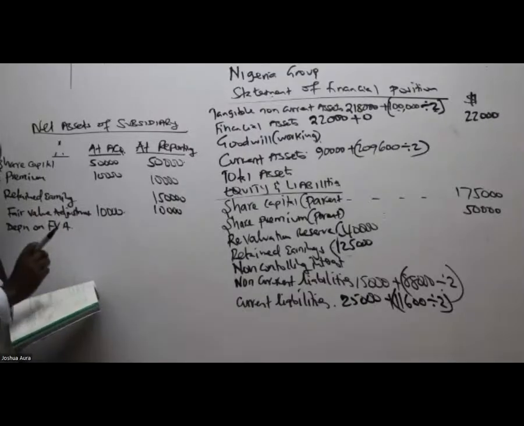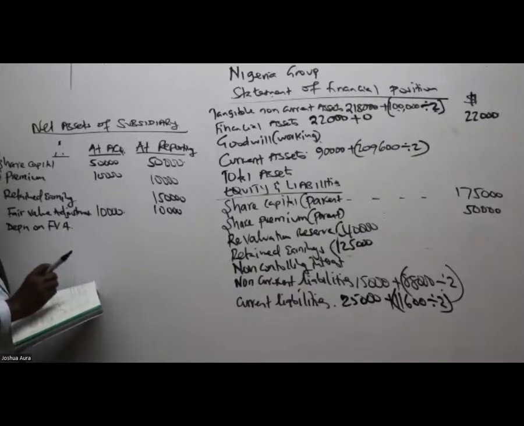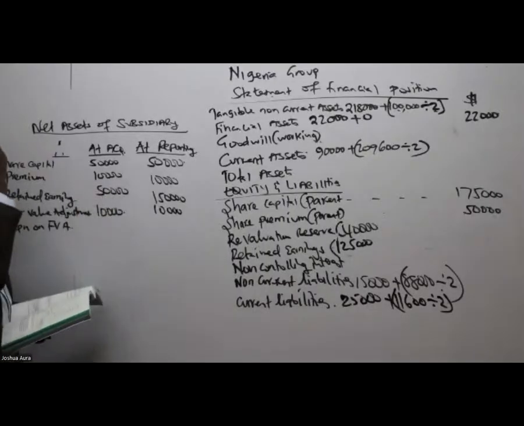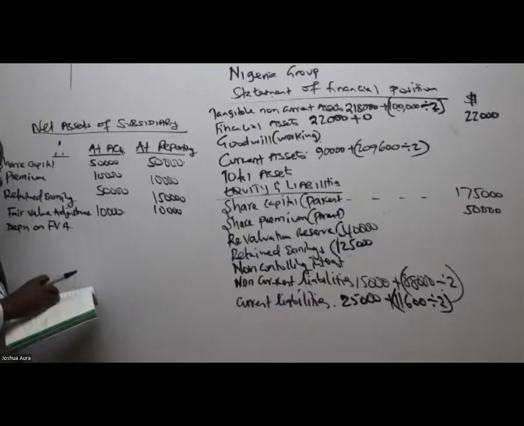And if you read note number 1 very well, they told us Nigeria acquired 40,000 shares in Lagos on the first day of the accounting period for DN 400,000, when the retained earnings were DN 50,000. Retained earnings at acquisition were 50,000. I'm reading note 1 again: Nigeria acquired 40,000 shares in Lagos on the first day of the accounting period for DN 400,000, when retained earnings at acquisition were 50,000.